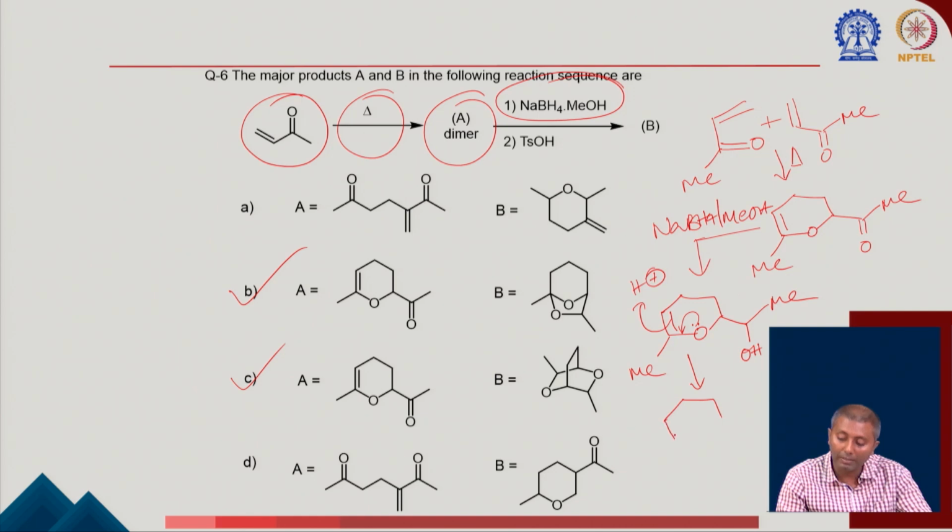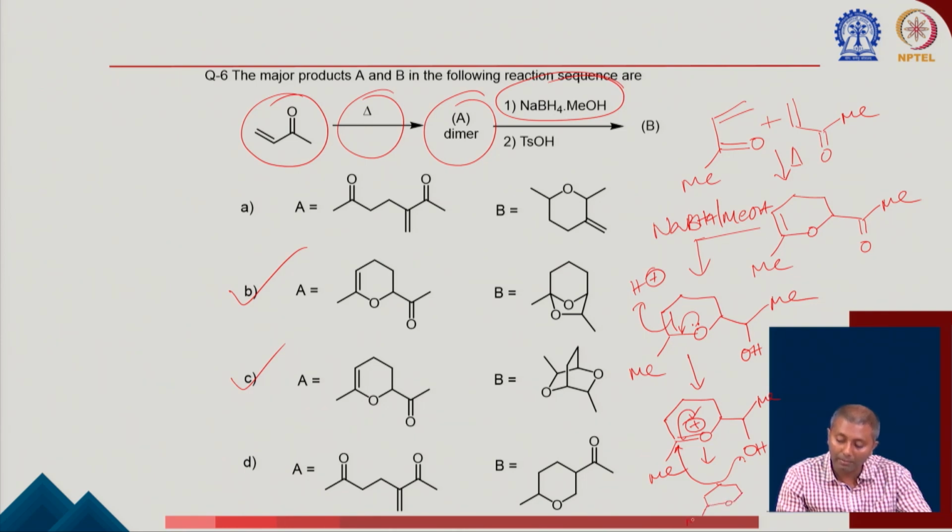So once you have a vinyl ether and you have a free alcohol here, that can generate this oxonium species. Now this O is going to attack here, and that can form a cyclic compound. So you will end up generating a cyclic product at the end.